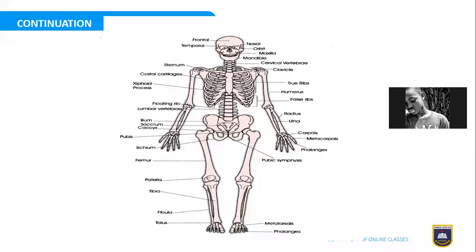Now let's look at the second part of the appendicular skeleton called the limb girdle. If you look at my previous slides, I showed the skeleton. I said the appendicular, watch here.